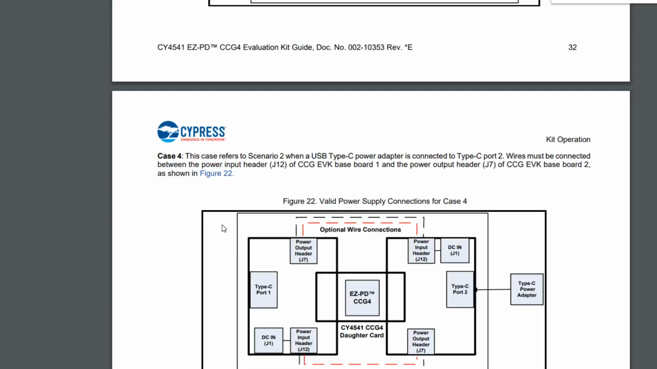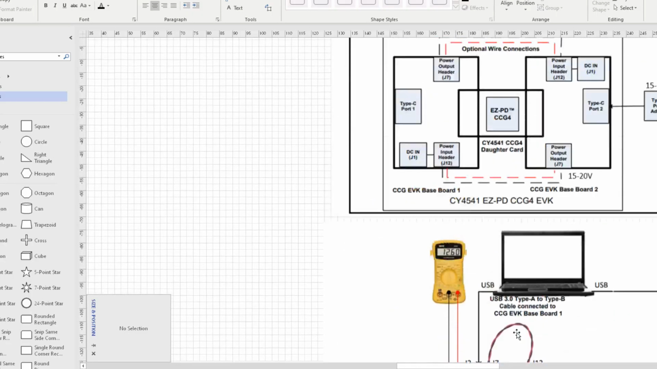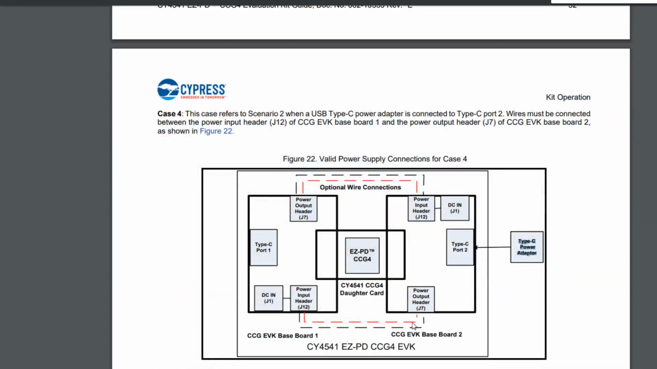I mean, if you flip this around and you put the Type-C in here, and you also request 15 to 20 volts, the 15 to 20 volts appears on the power output header. And let me check something. Yeah, the 15 to 20 volts appears on the power output header. Sorry, I made a mistake. So I made a mistake there.